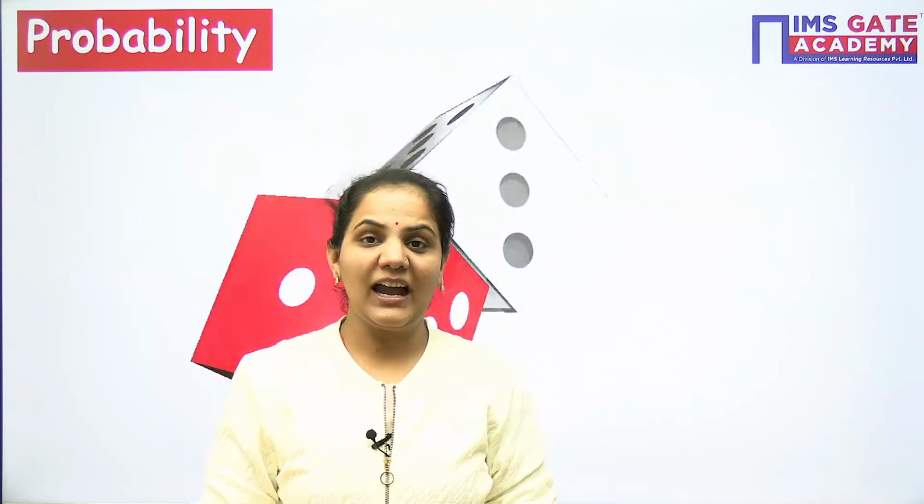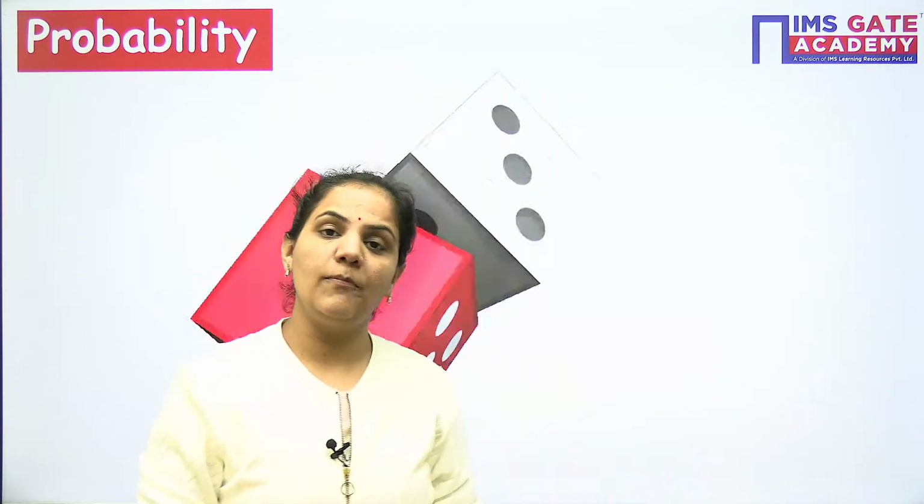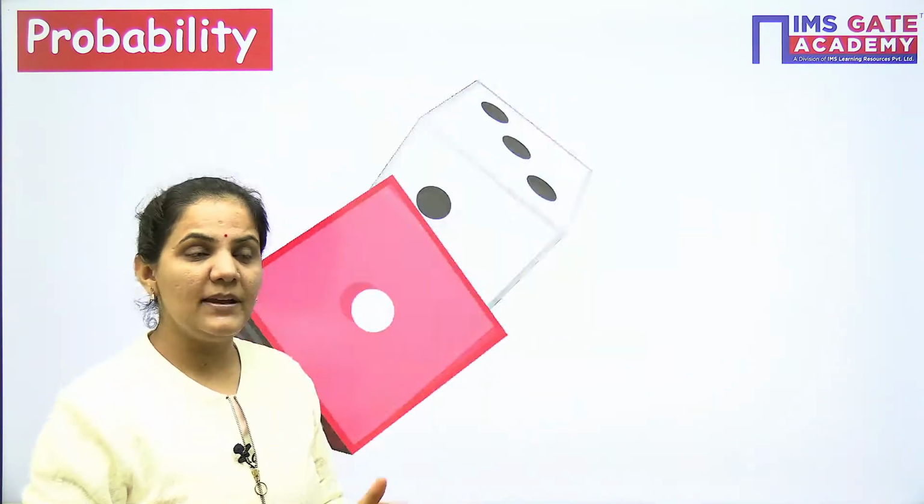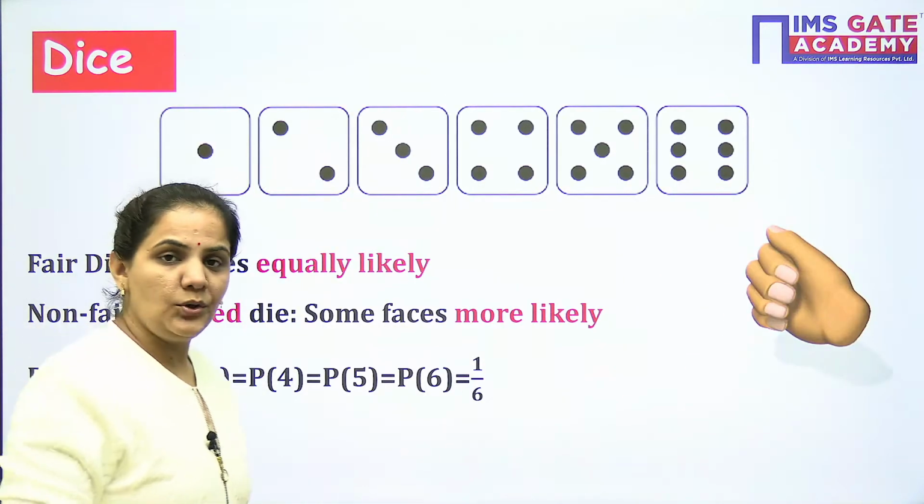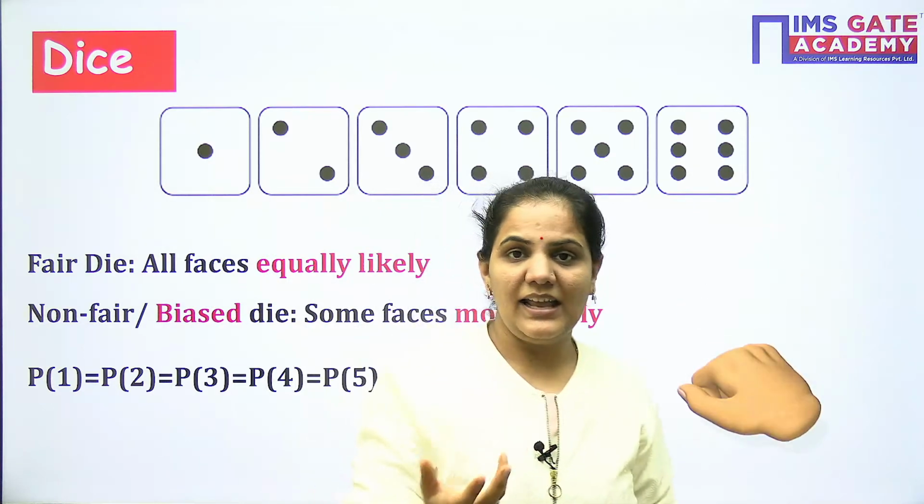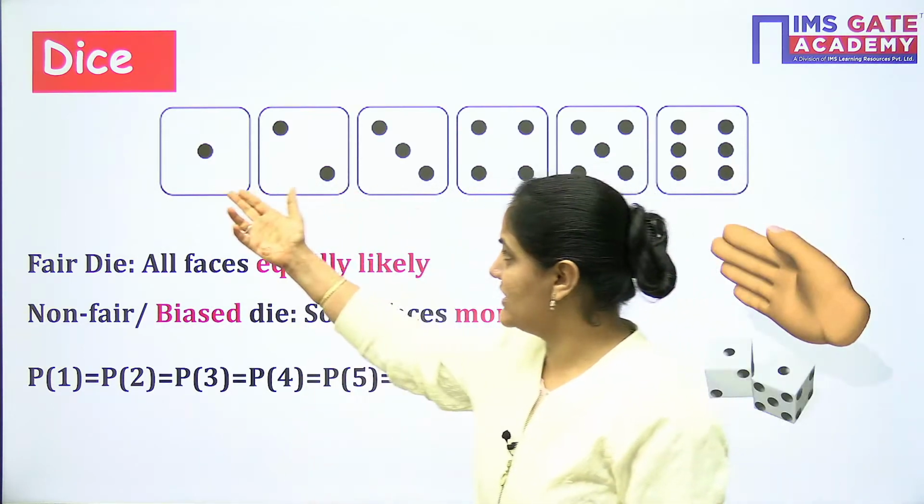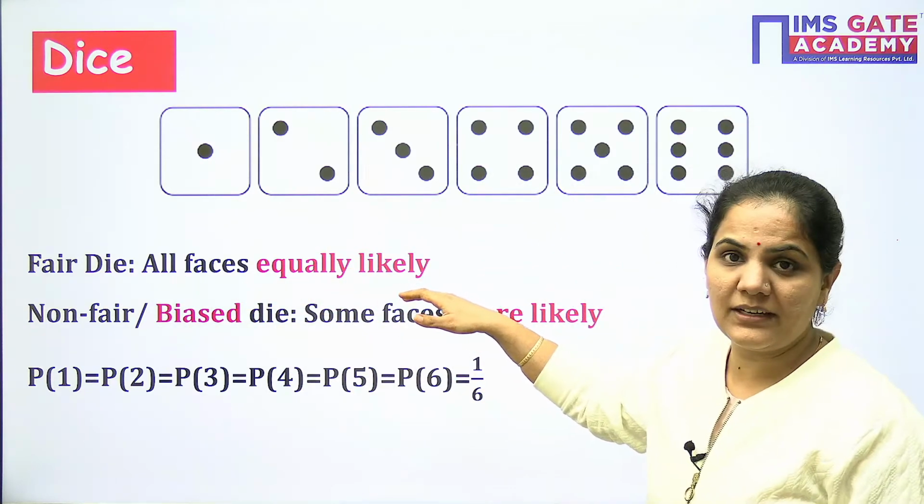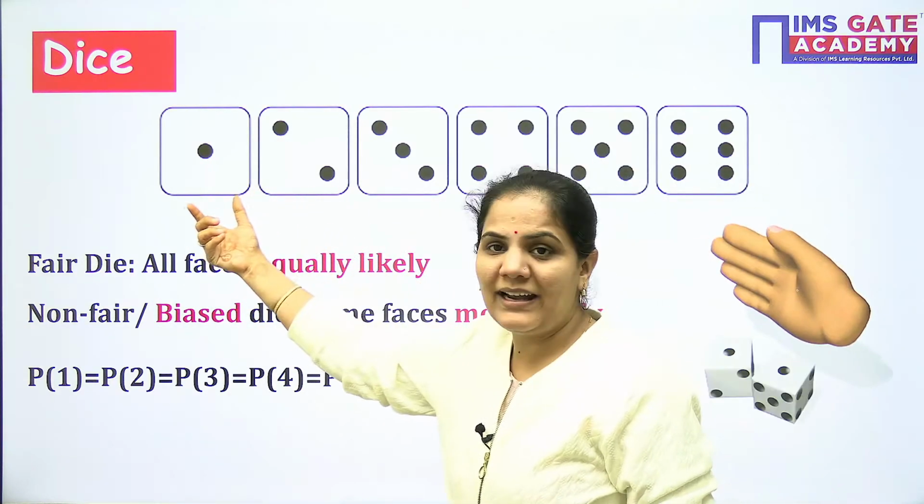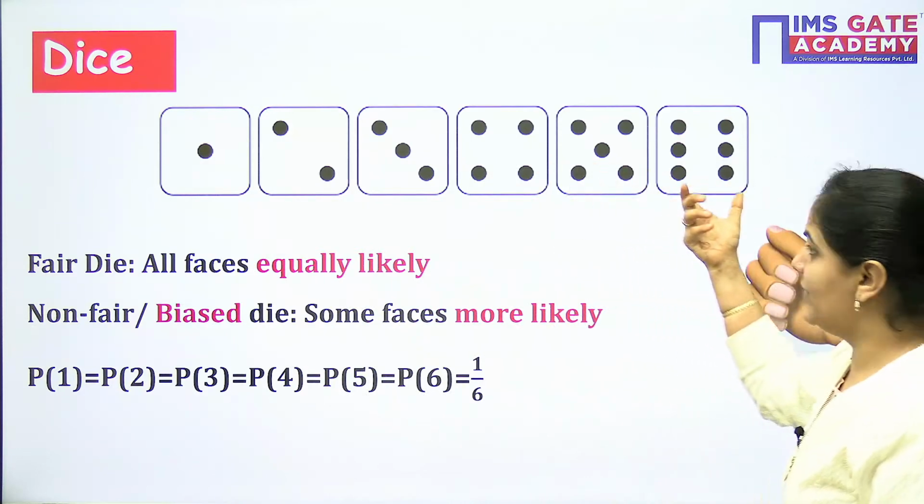In this session, I am going to explain to you a trick of probability which is based on the sum of two dice. Before starting the trick, I am going to tell you about the dice. As we know very well, a dice has 6 faces. If the dice is a fair dice, then all the faces are equally likely. The minimum number on a dice is 1 and the maximum number is 6.